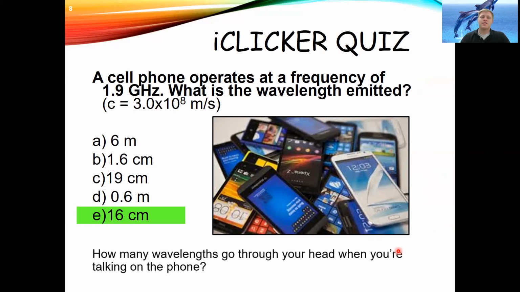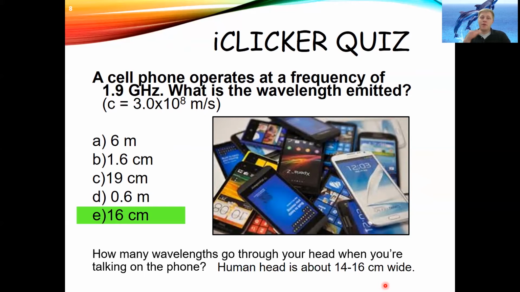So how many wavelengths do you think can fit inside the human head? Well, as it turns out, totally coincidentally, the human head on average is about 14 to 16 centimeters wide. So it's about the width of the signal coming off of your cell phone. This is pretty fun information.